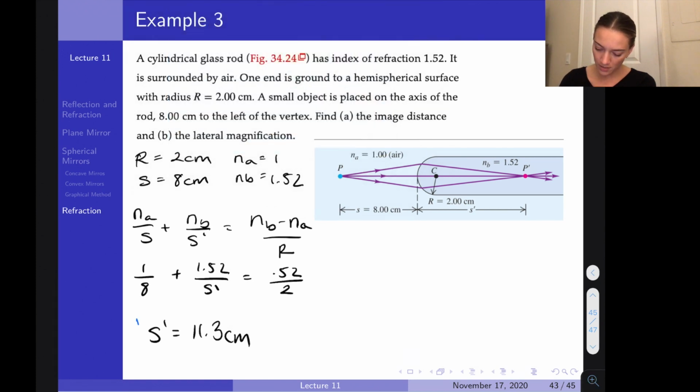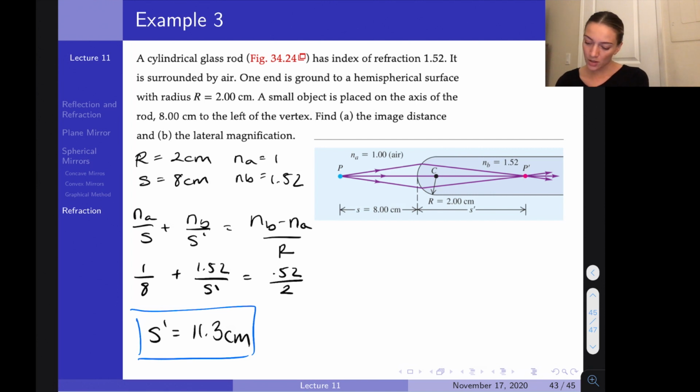So that's positive. So we got a positive there. So that means our image is on the same side as the outgoing rays. So since they go right through the surface here, that's going to be over here. So now we found that.